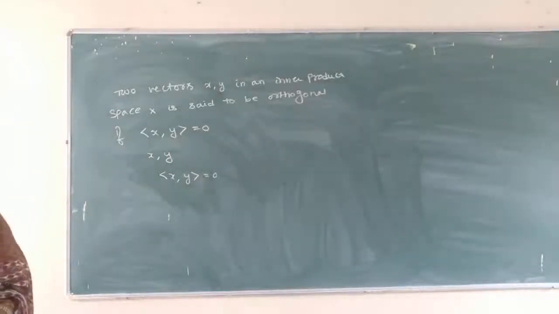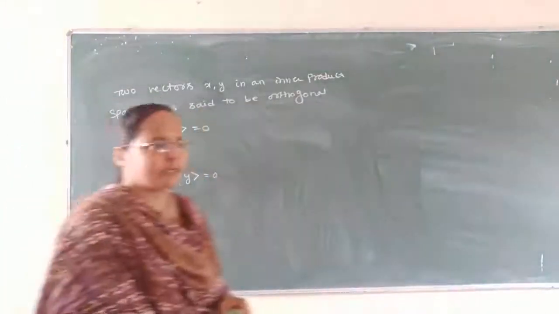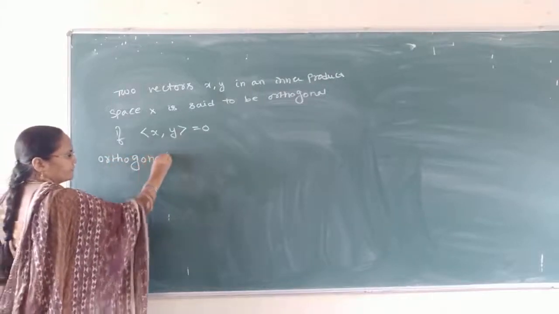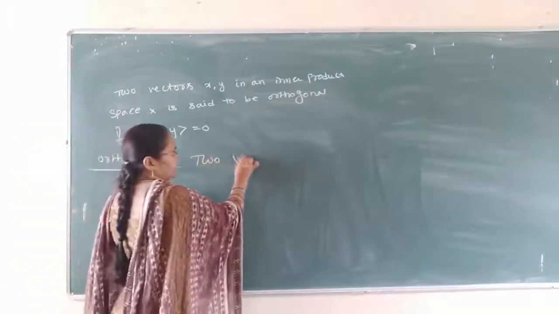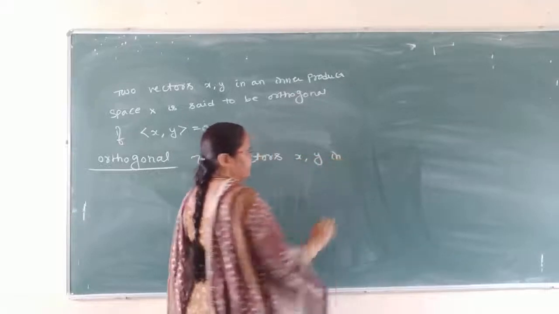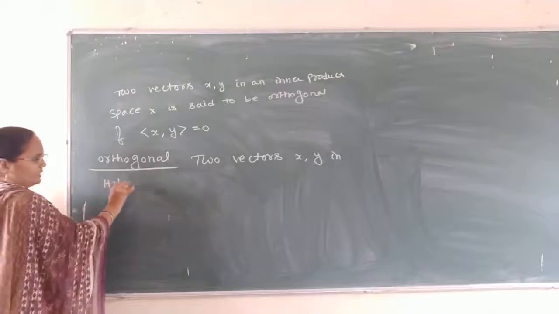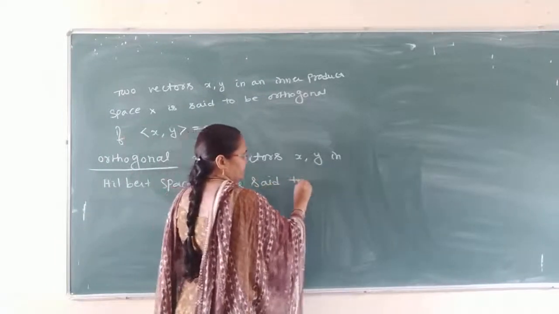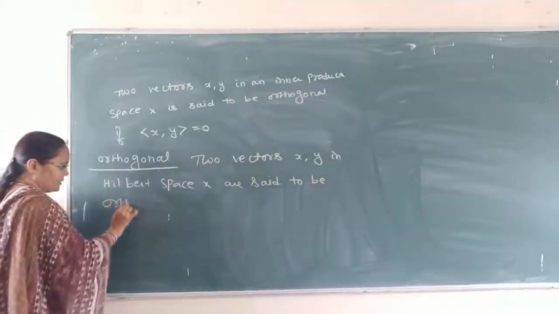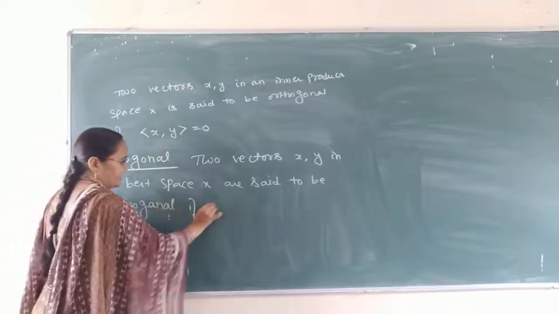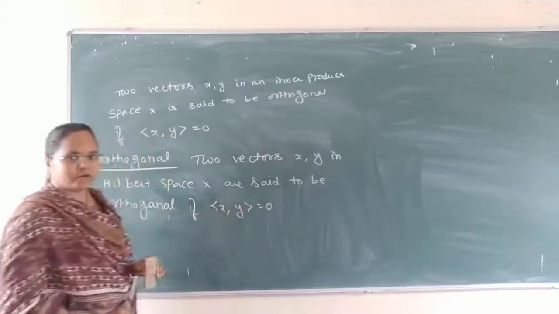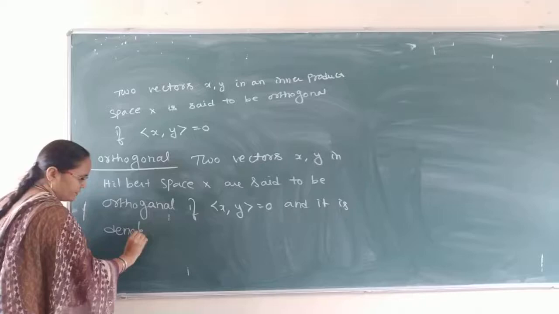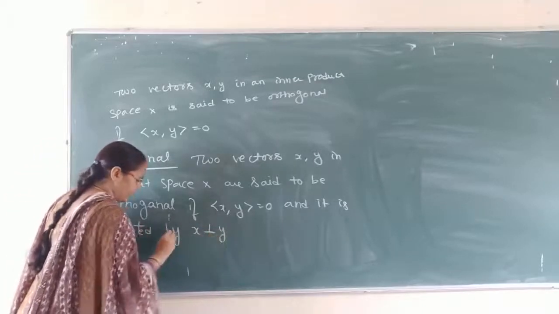So now with the same thing we will define the definition of orthogonality in Hilbert space also. See, our definition is: two vectors x comma y in Hilbert space are said to be orthogonal to each other if the inner product of x comma y is equal to 0. It is denoted by x is orthogonal to y. This is the symbolic representation.